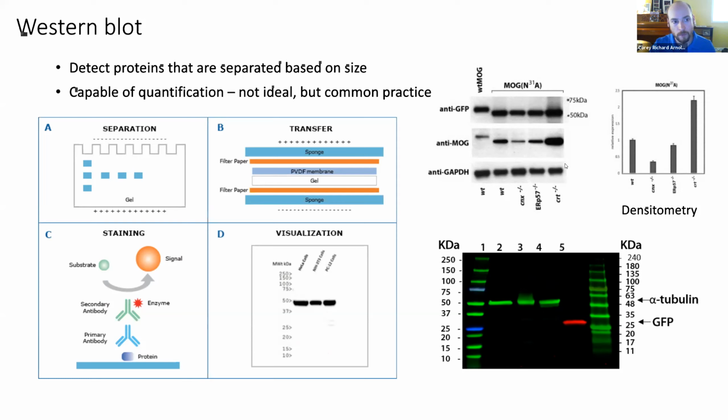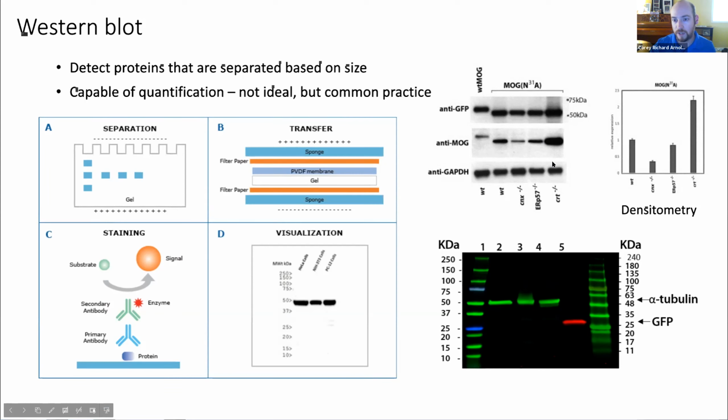Western blot can sometimes be used for quantification, but it's only ever semi-quantitative at best, but it's still a very common practice to use. So the intensity of bands, if you look at the anti-MOG in the middle lane there, you get differences in expression or the intensities of these bands, and these can be interpreted as a graph known as densitometry.